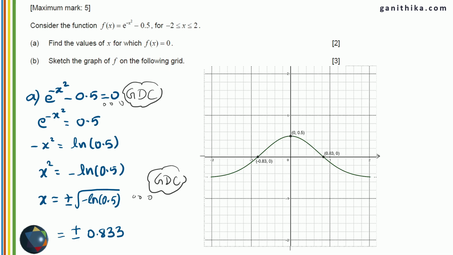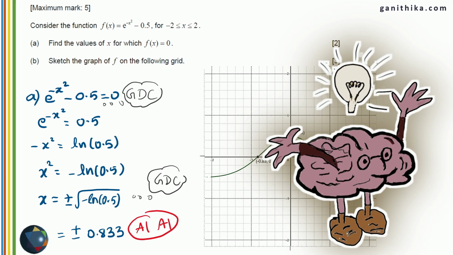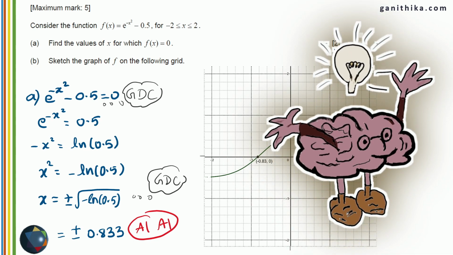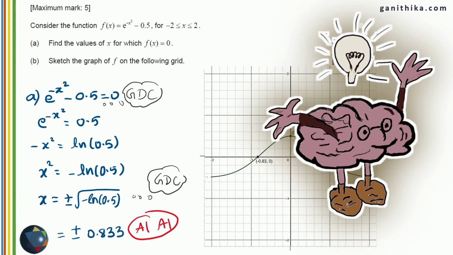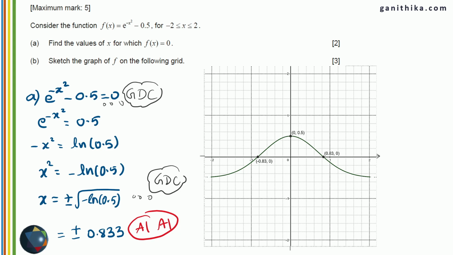Going for the marking scheme for question A, A1 and A1 mark for plus 0.833 and minus 0.833. Three significant figures. Be careful about that. If you are not giving the answer correct to three significant figures, you might not get both these marks. So in all the calculator questions, you have to be very careful to give the answers in three significant figures. Even on the graph, I have given this in two significant figures. Be careful that you set your calculator to three significant figures and give the answers in three significant figures.